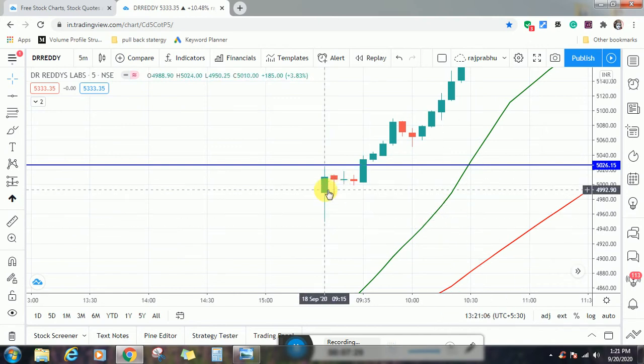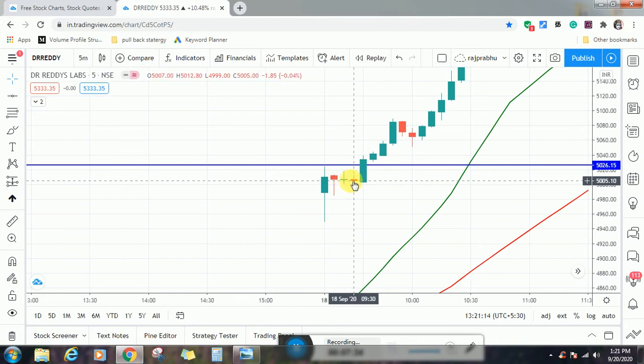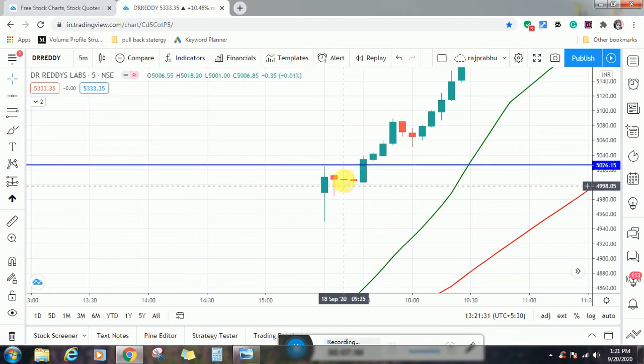And then see the first 5 minutes candle will be open and closed, and then second 5 minutes, third 5 minutes, fourth 5 minutes. Mark the fourth 5 minutes. You see the fourth 5 minutes is very important. It's a 9:30 candle, so mark the high. You can mark the high for buying entry.